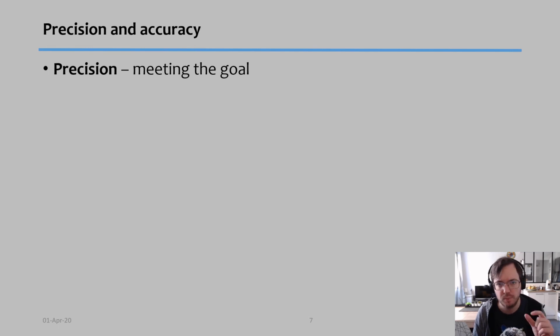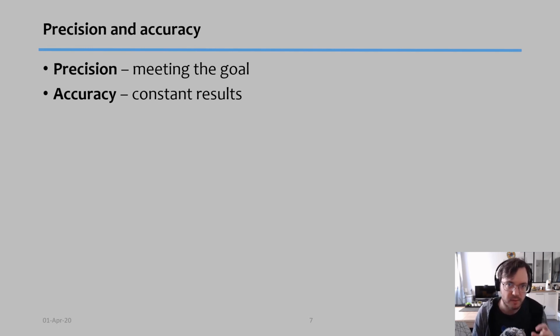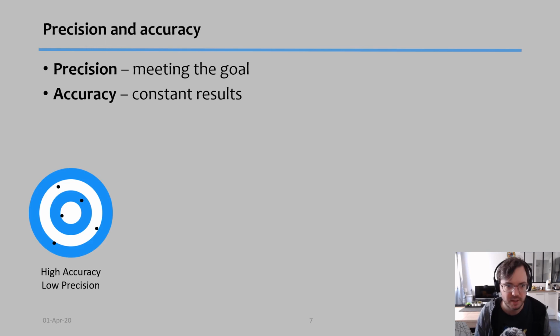Precision is when you meet the goal. Accuracy is when you have constant results. So for example, in the first case I have very high accuracy but very low precision. Low precision because all of them are all over the place, but high accuracy because if you average all those points, the result would be dead center. You would have a bullseye. So actually you are getting the results you want, but because the precision is so low, it's actually meaningless.